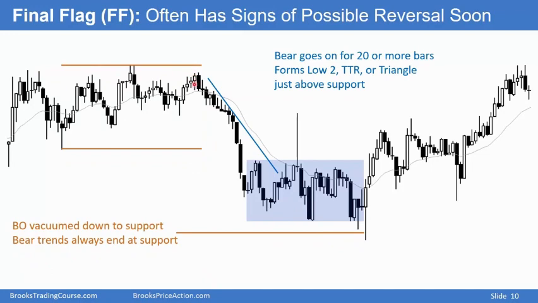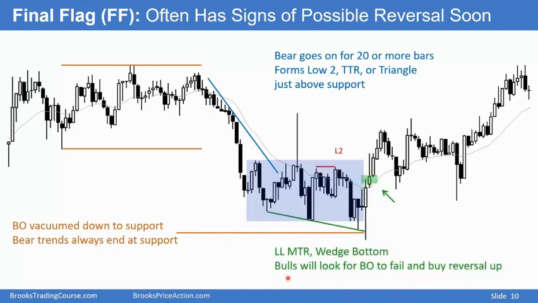Support, we have a triangle and a bear breakout. This is a measured move down. Another low 2 here, low 1, low 2, double top bear flag. If you want, you can call this a lower low major trend reversal here, and then another attempt here. And this is a second attempt.